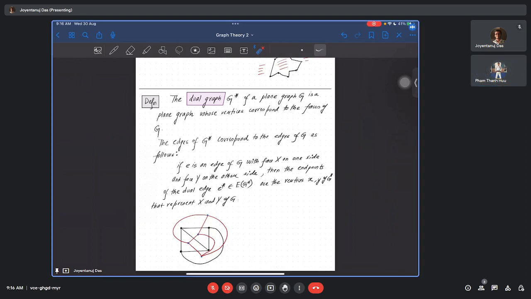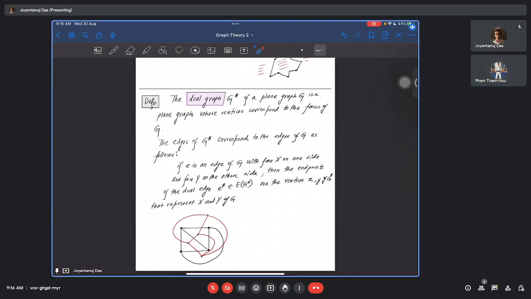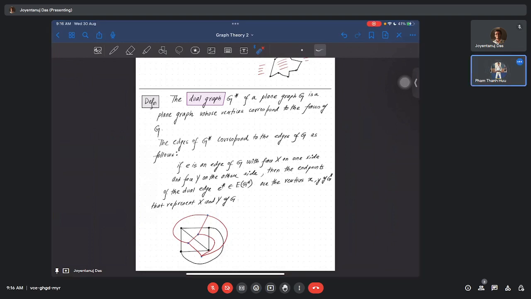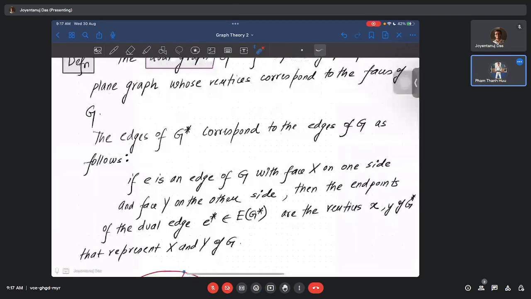Yes, but the thing is, we are defining a new set of vertices here. The faces of the original graph are my new vertices. In this example it coincides that the number of vertices is the same because the number of faces is also four, but it can happen that there are different numbers of vertices in G and G star.